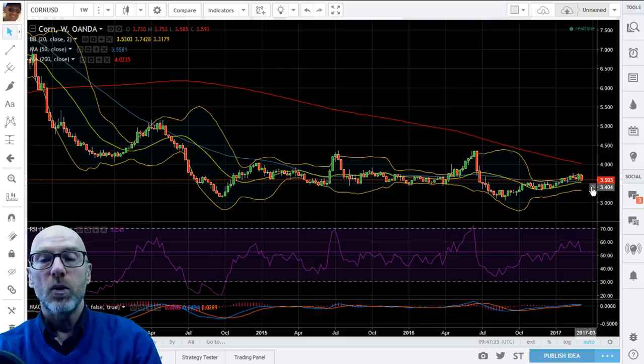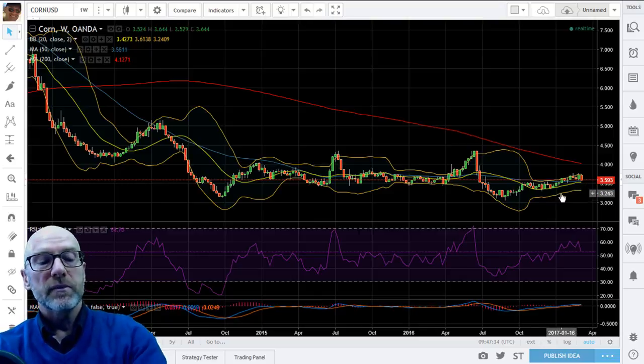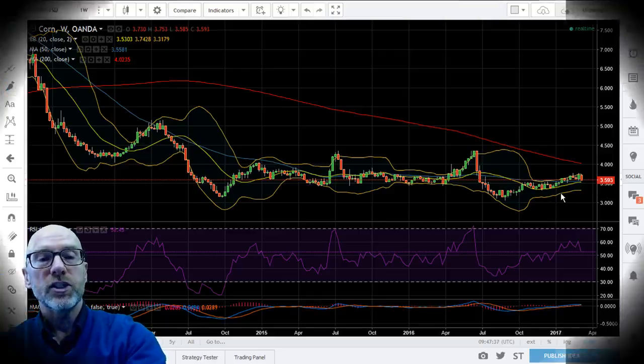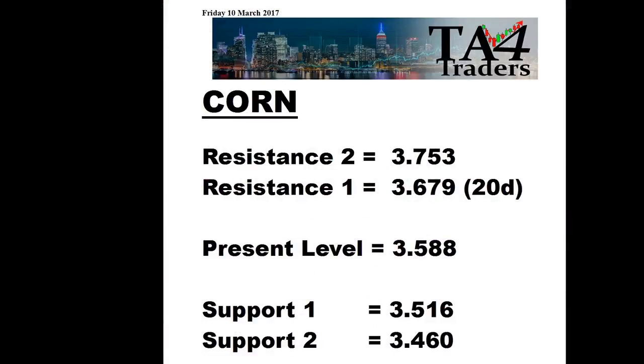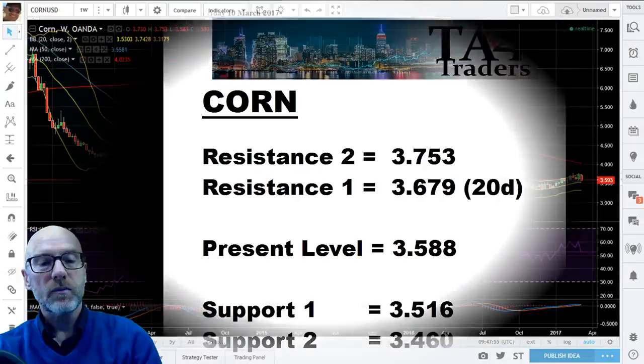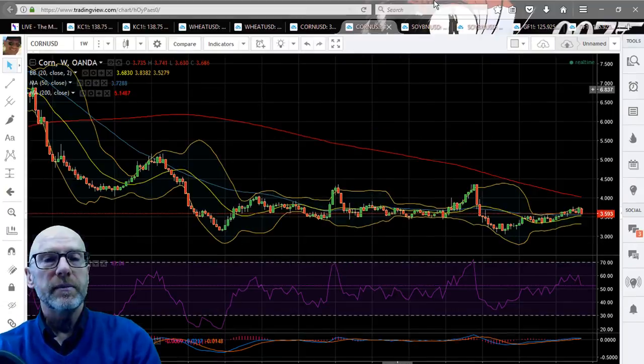You can see the immediate support from the 20-week moving average at 3.53. But there's a lot of resistance on the upside. Looking at the support resistance levels, there's the resistance immediately from the 20-day moving average at 3.679, then at 3.753, with the supports coming in at 3.516 and 3.46.